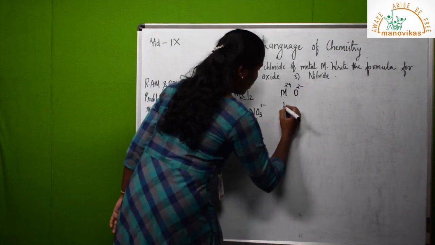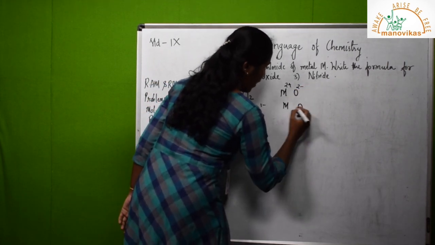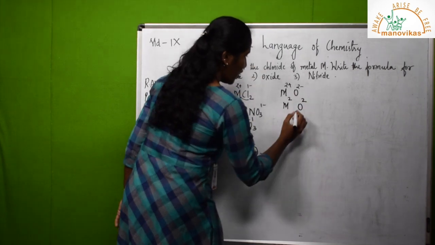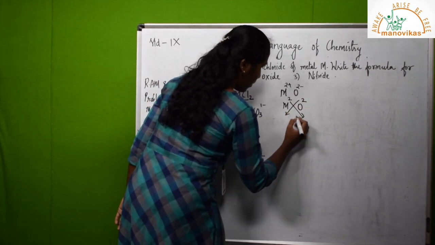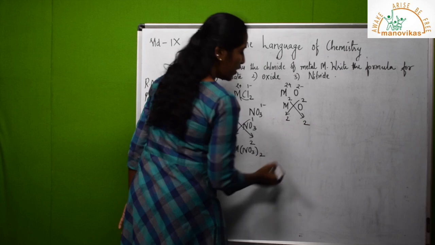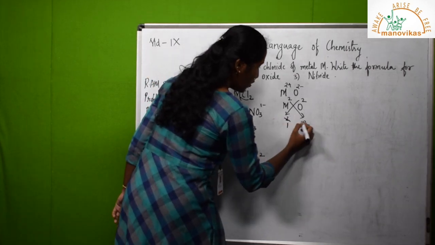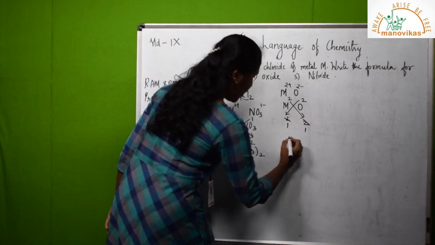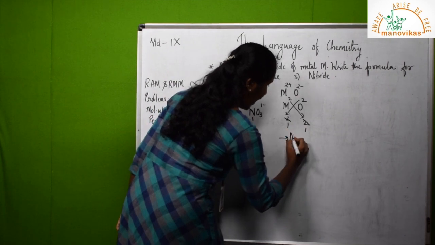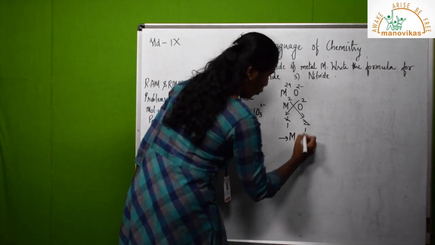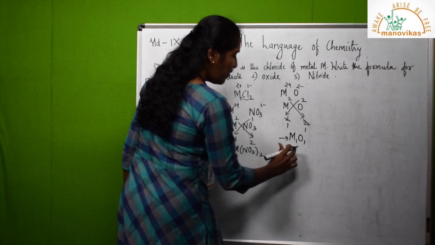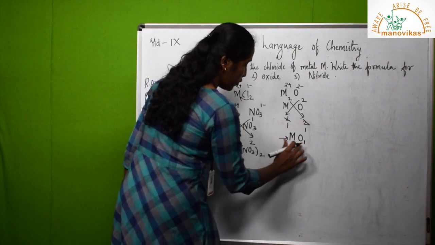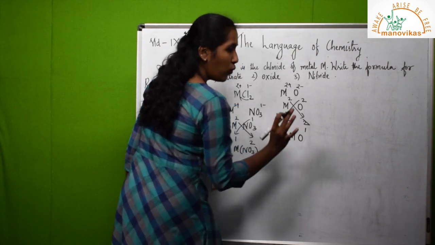Okay. So we'll write 2 and 2. So interchange the valency. So this 2 will come here, 2 will go down. It is divisible, so it will be 1. So what will be your formula? It is M1 and O1. Now usually we don't write 1, it is understood. So the formula is MO.